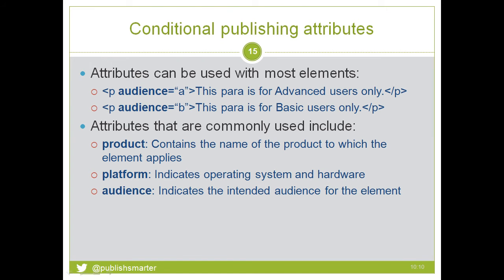When it comes to conditional publishing, you'll need to use attributes, and these can be used with most elements. For example, I could have a paragraph with an audience of A for an advanced user, and another paragraph with an audience set to B for a basic user. There's all kinds of different attributes, but a couple of common ones include the product, which would be something like the name of the product to which the element applies, the platform, probably related to the operating system and the hardware, or the audience, which would be who is expected to be reading this type of information.